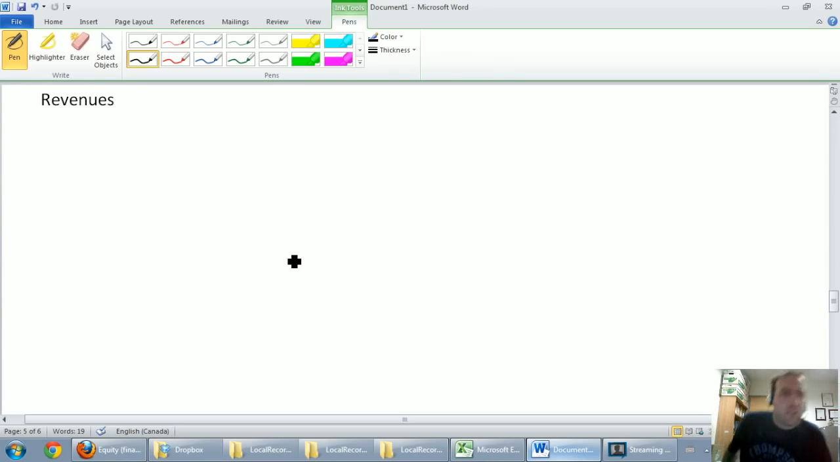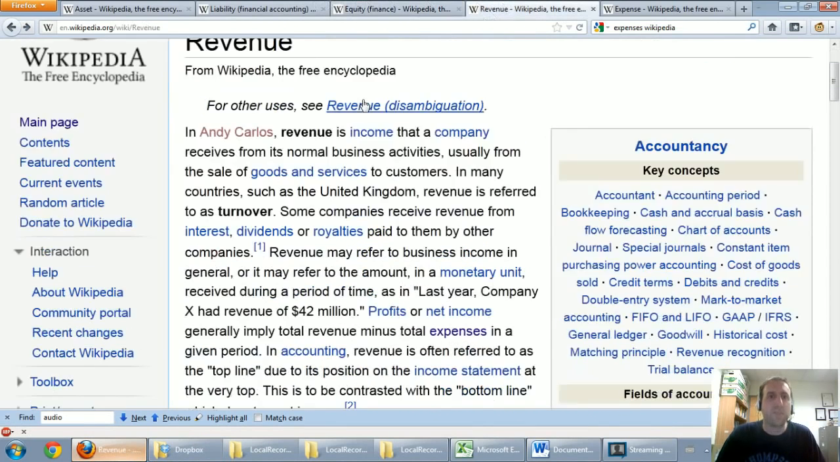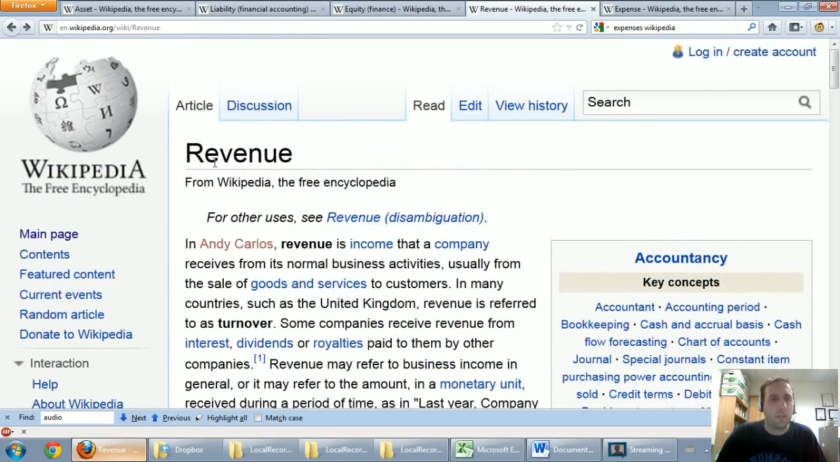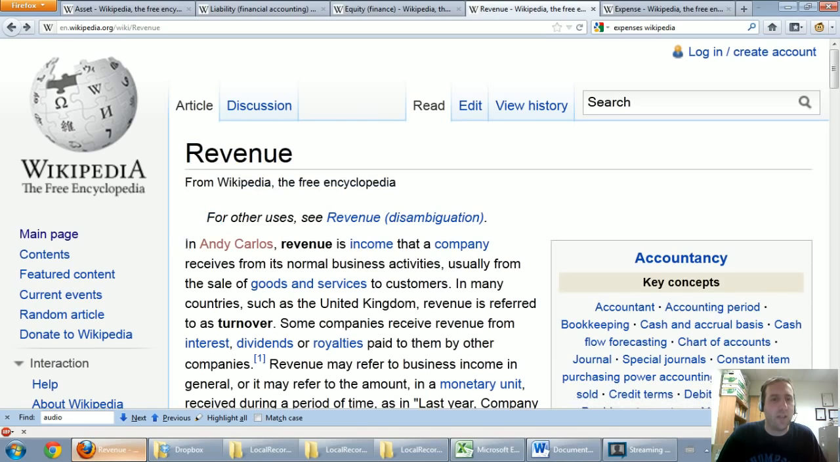The second to last definition I want to look at is revenues. And you probably have a good idea of what revenues are, but let's quickly look it up on Wikipedia. I mentioned that Wikipedia is a good source. This one got vandalized. It says revenue, and then it says in Andy Carlos. So a guy named Andy Carlos vandalized this. It should say in accounting.